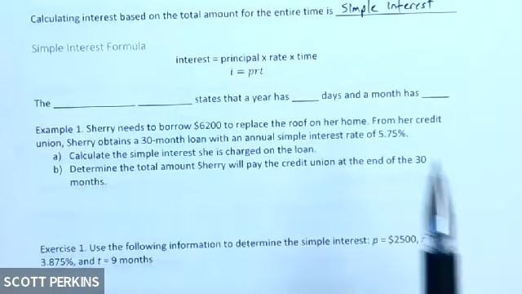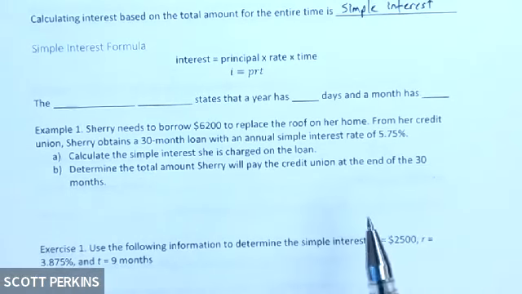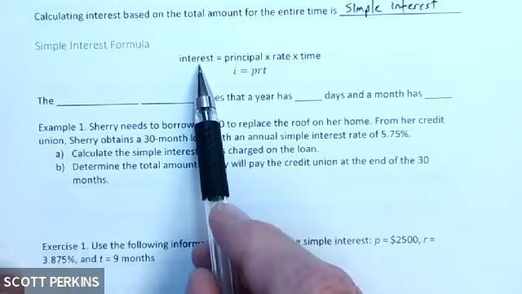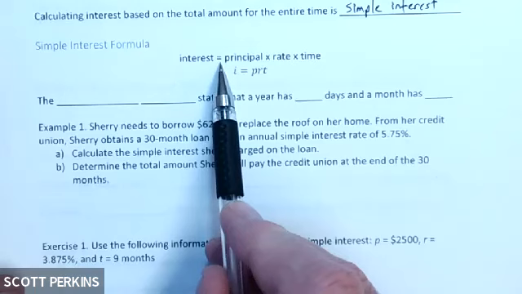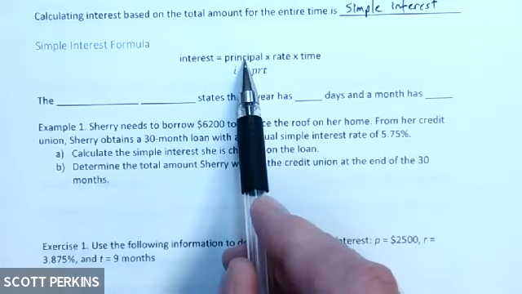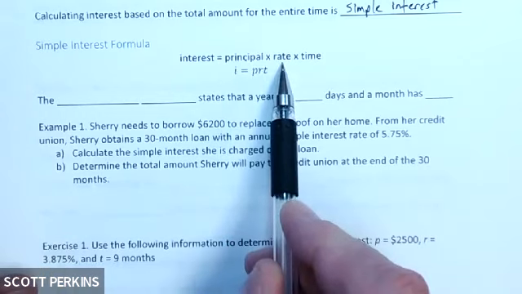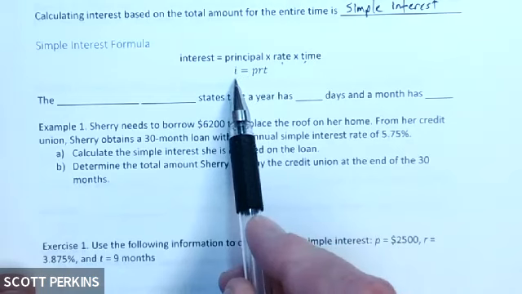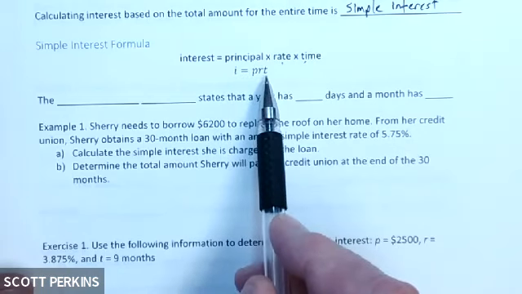So simple interest is given like this. This is something you will need to remember for the test. I'm not going to give you this formula. The simple interest formula goes like this. The interest that you either earn or are charged is equal to the principal times the rate times the time. The principal is the amount of money that you're borrowing. The rate is the percentage rate, times time. Abbreviated, this is I equals PRT.